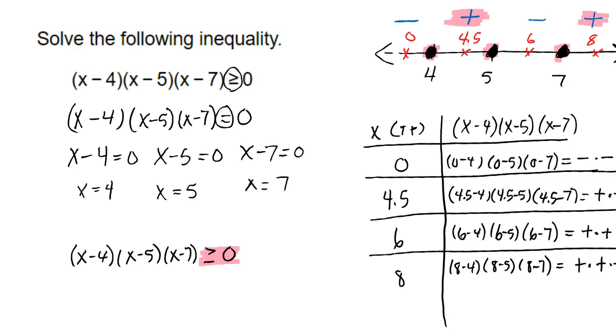solution. So our solution to that inequality will be the interval from 4 to 5. We're going to put brackets on 4 and 5. And then we'll also have the interval from 7 to infinity. And these are all the solutions to the inequality.